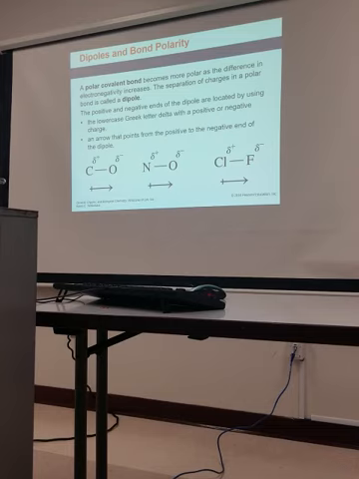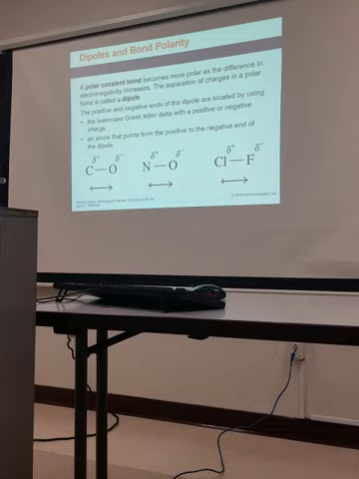The most electronegative atom gets a negative delta, the least electronegative gets a positive one, and then draw an arrow from the positive to the negative. That points in the direction of the dipole, or that polar bond.